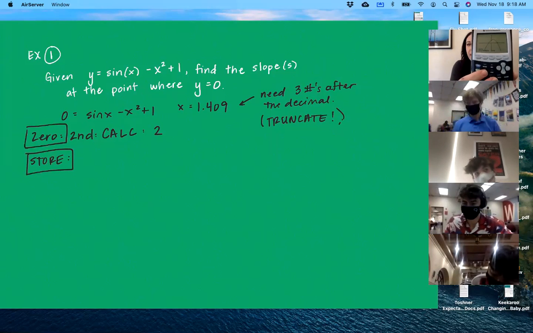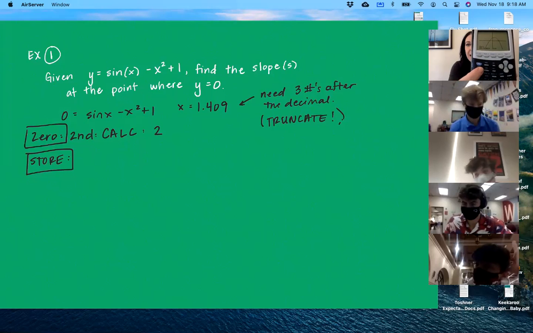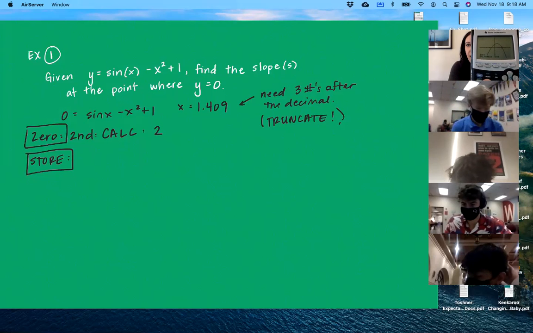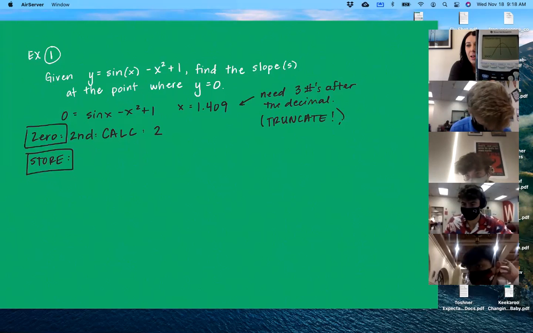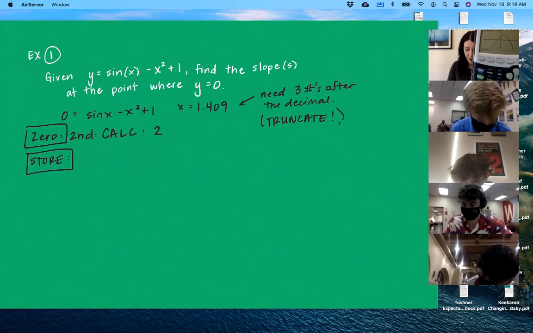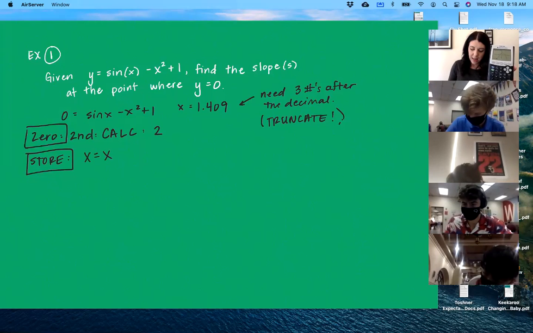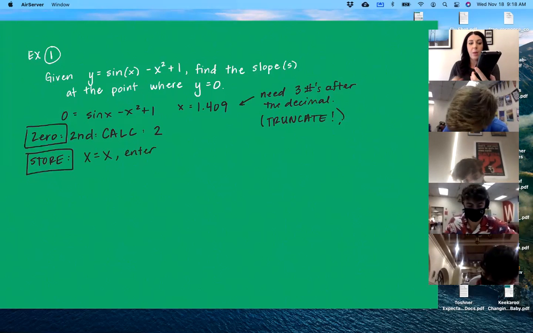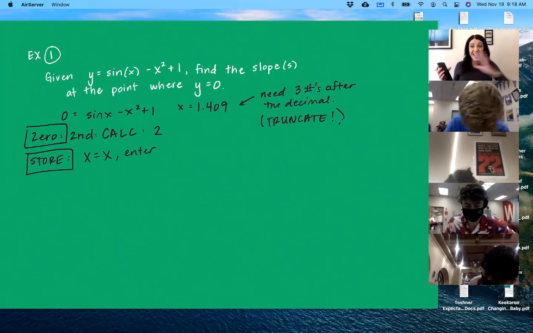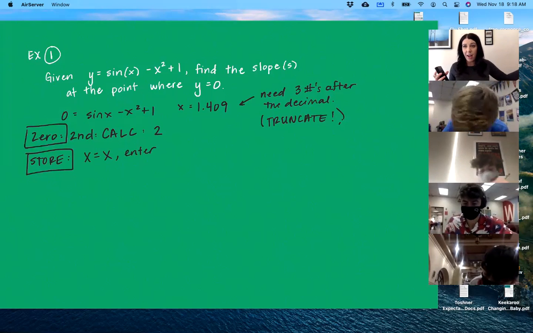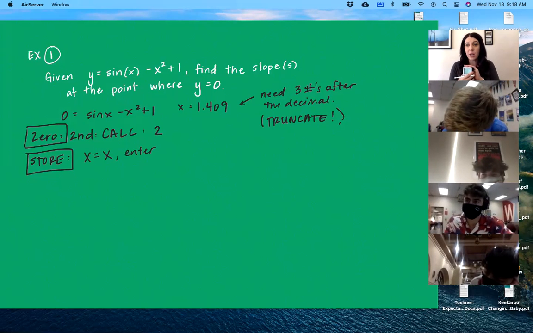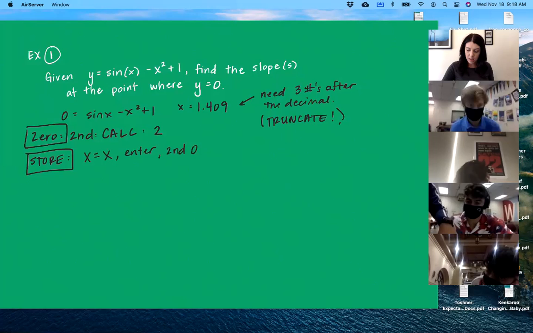When you have this on your screen, you're going to press this X,T,theta,n button. And what's going to happen when you press X,T,theta,n is that it's going to give you x equals x. So I'm going to write that down, x equals x. And then I'm going to press enter. And what we've done is we've temporarily stored that entire number with all of those numbers, even after that decimal not shown, into that X,T,theta,n button, but it will only remain there temporarily. So what we now need to do is go second quit, so that we're back on our home screen.